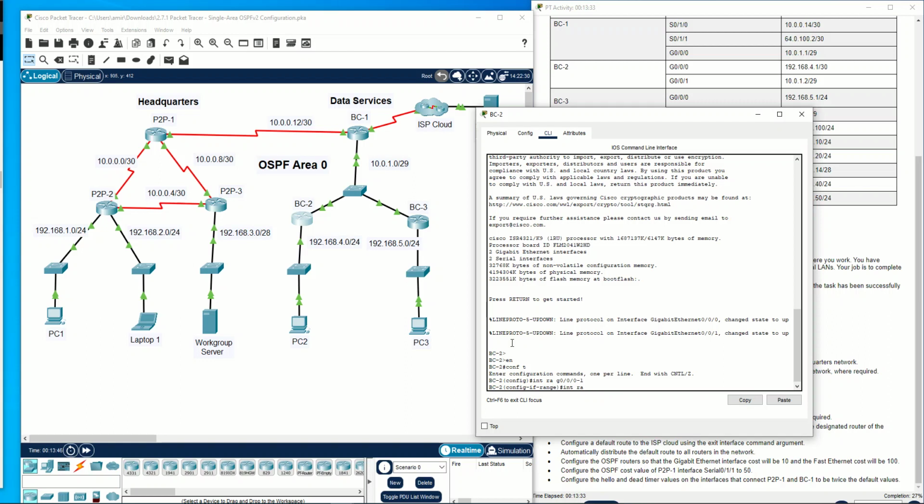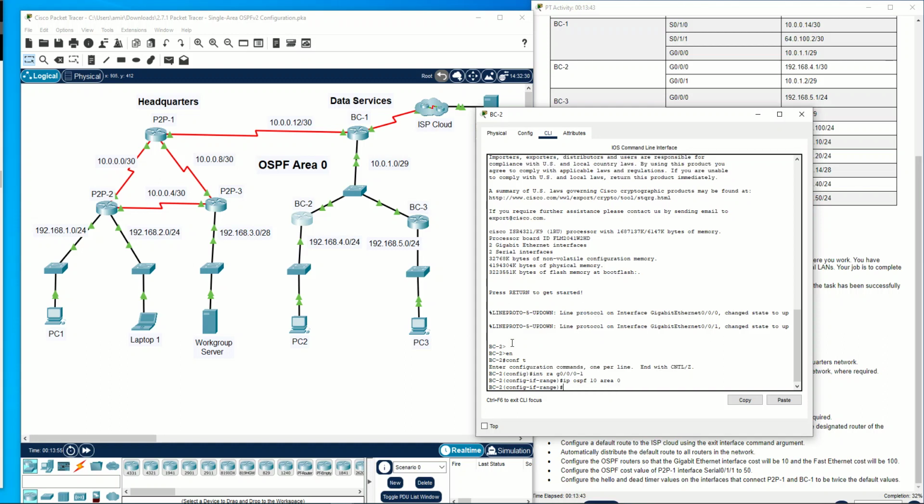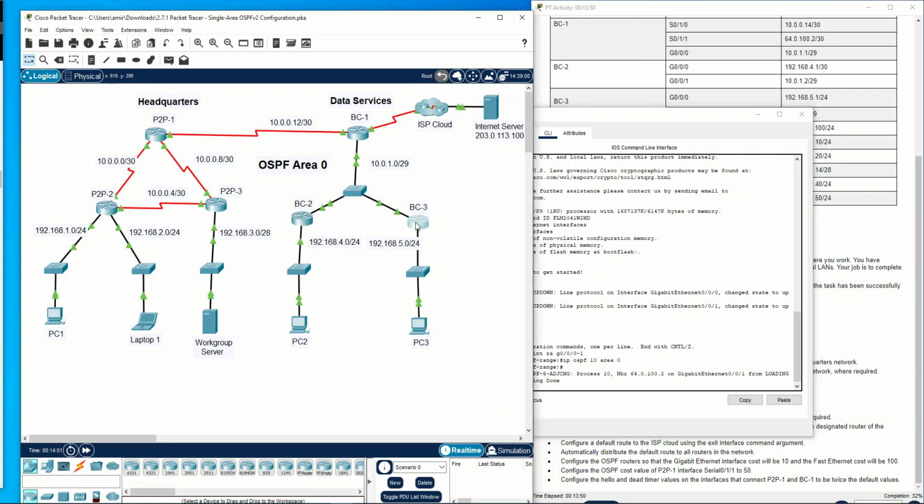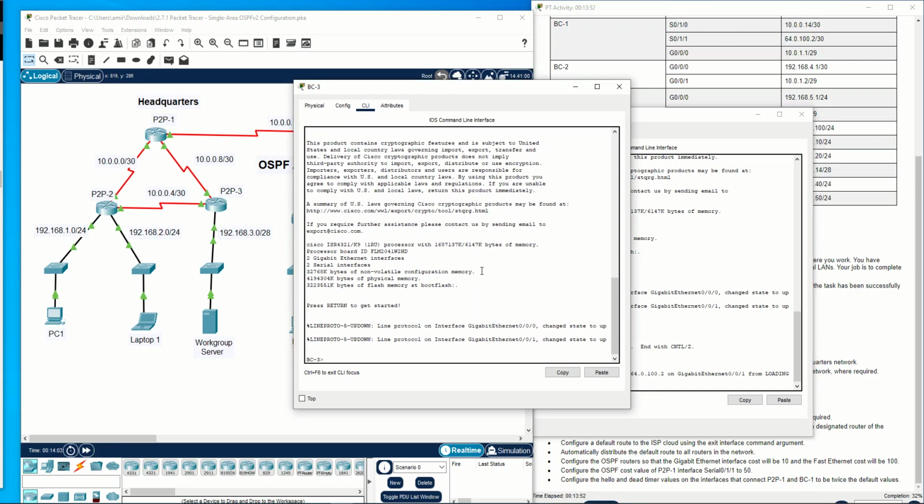And after that, you should write here IP OSPF 10 area 0. Yes, for both of them, I have activated. And also same process here.